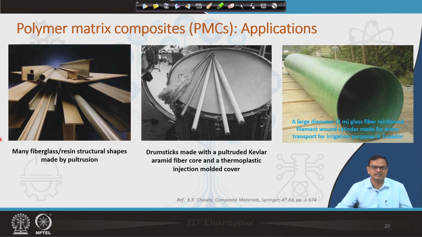All right. So, finally, I would like to show you some examples. I was talking about sections. You see by pultrusion how these sections are being made. And similarly, here you can see these drumsticks made with a pultruded Kevlar aramid fiber core and a thermoplastic injection molded cover. So, you see that two techniques have been used simultaneously, pultrusion and injection molding both.